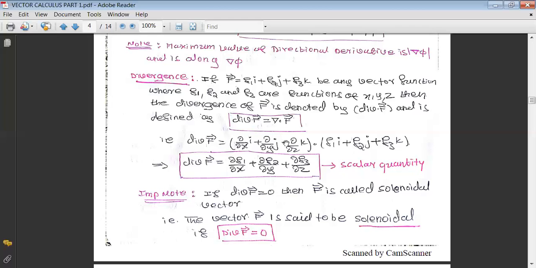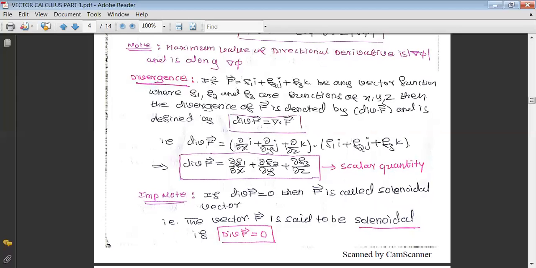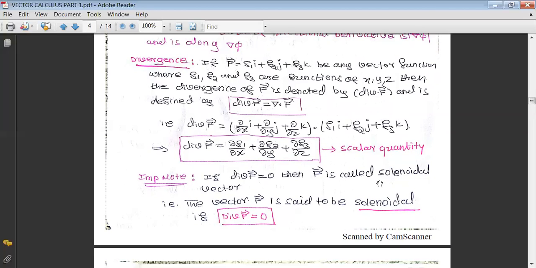And this particular quantity is free from i, j, k, meaning vectors. That's why the divergence of any vector is always a scalar quantity. That is, we have to differentiate the first component of the vector with respect to x, plus the second component of f with respect to y, plus the third component of f with respect to z, and it is free from i, j, k. That's why it is going to be a scalar quantity.